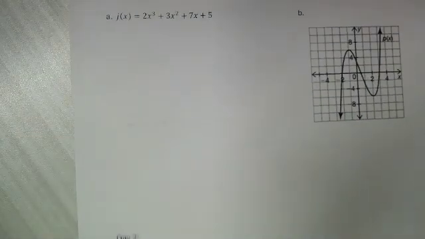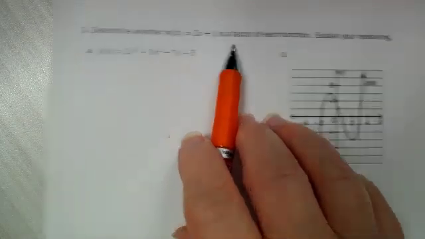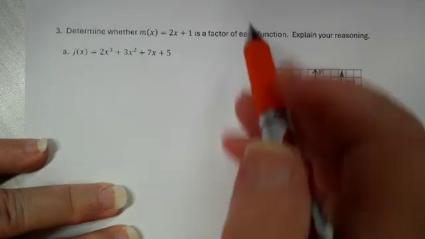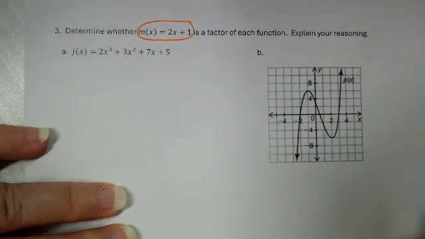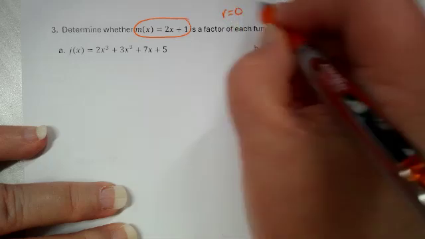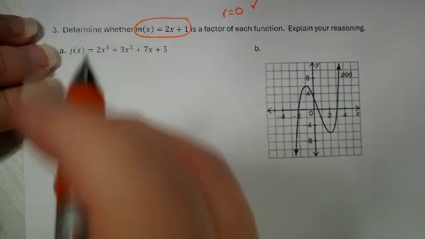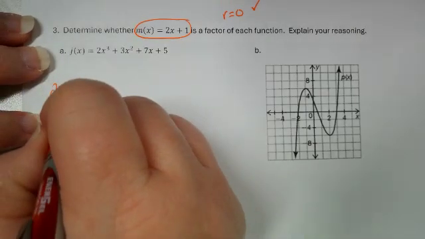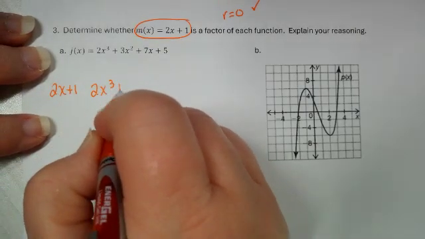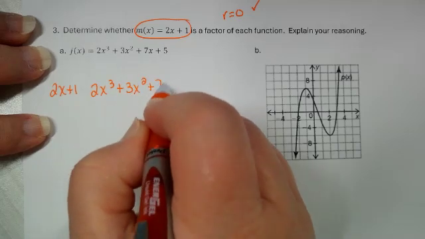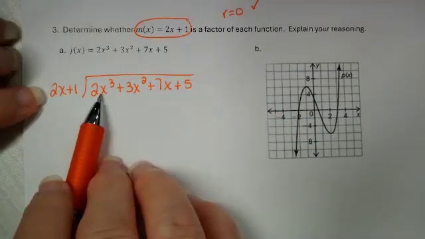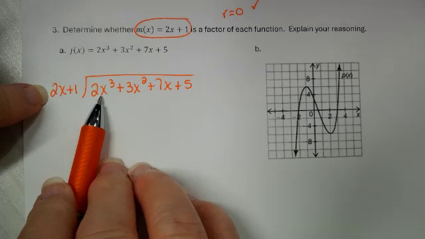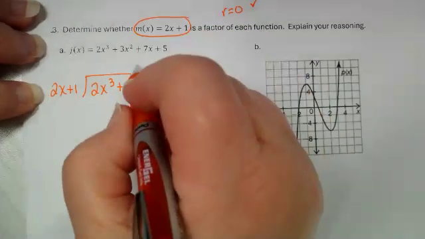Here's an interesting question. It says, determine whether 2x plus 1 is a factor. All right. Well, we know that one way to do that is to do a division problem. If the remainder is 0, the answer is yes. So let's try dividing by 2x plus 1 into 2x to the third plus 3x squared plus 7x plus 5. All right, so the first step, divide. 2x to the third divided by 2x is x squared.